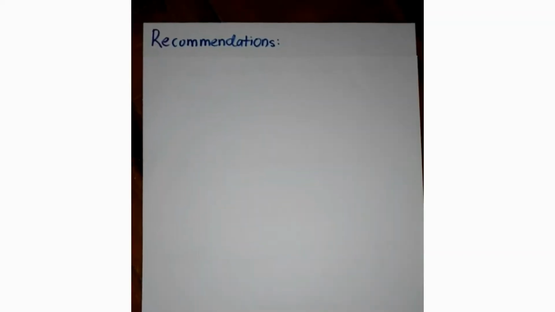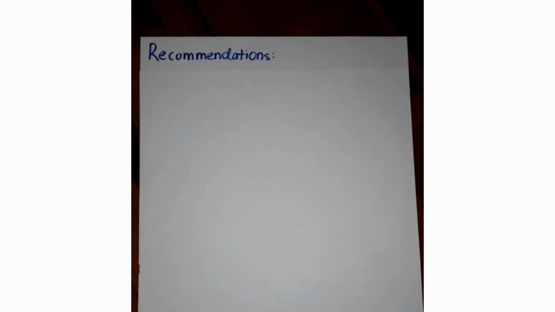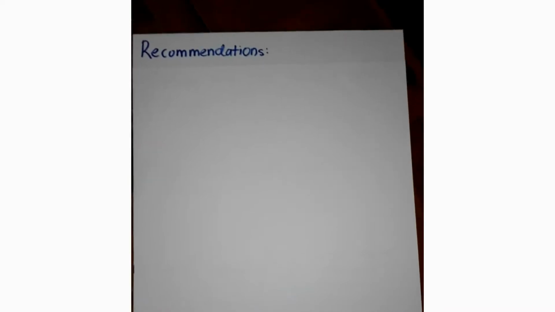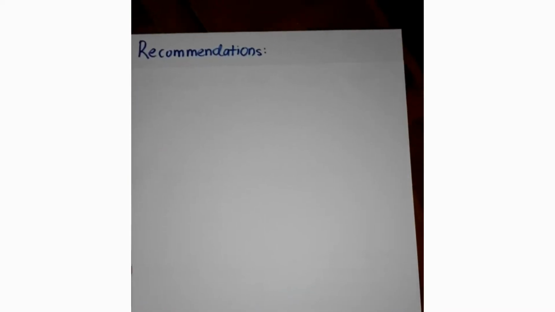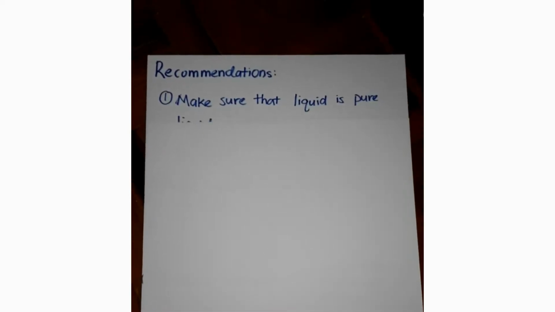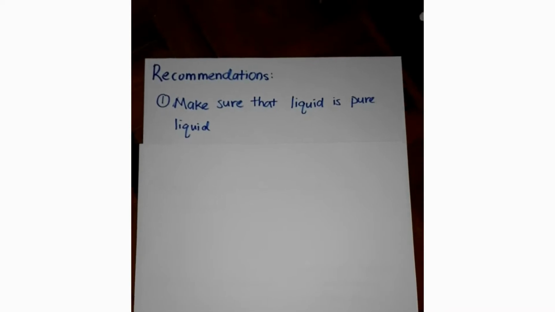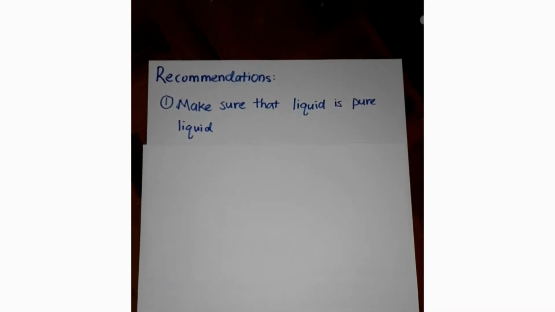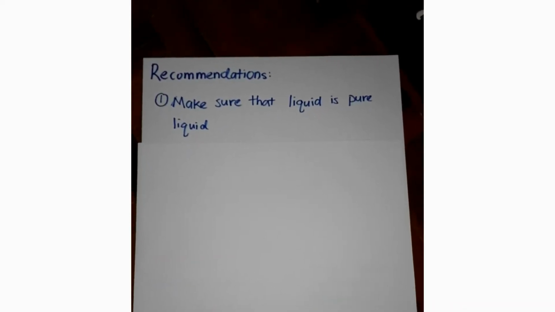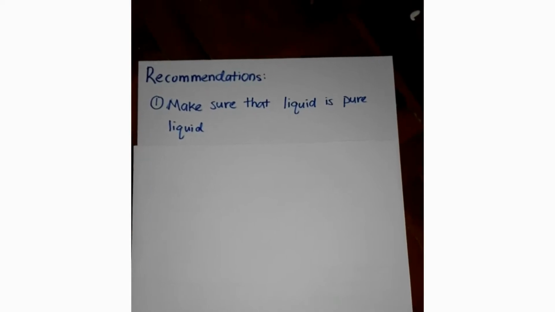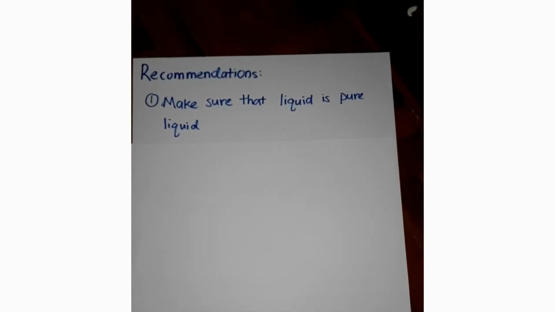Hi everyone, the next question would be, what are the several recommendations that can be done in order to improve the performance of the current boiling heat transfer system? There are 3 recommendations that can be done. First is to make sure that the liquid is pure liquid. This is because the boiling heat transfer coefficient of a liquid mixture is less in comparison to pure liquid.